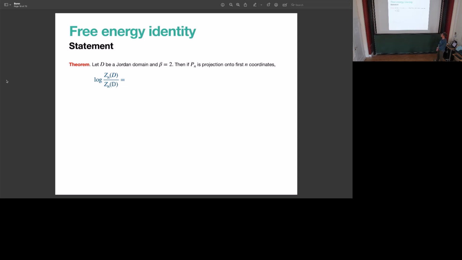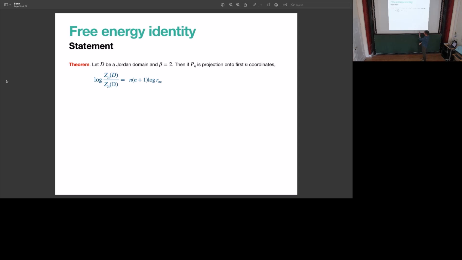So remember that D is any Jordan domain, and I assume that my inverse temperature beta is equal to 2. Then I'm interested in describing the free energy, and it's convenient to describe the relative energy. So this Z_n at the unit disk is something that's computable explicitly. I will give the formula just from the determinant formula. We have a lot of orthogonalities, so we can just compute.